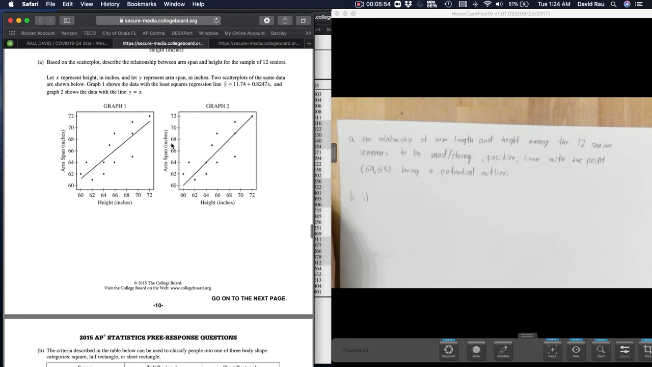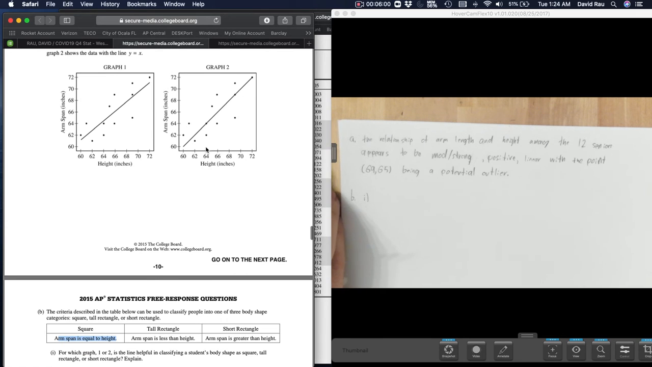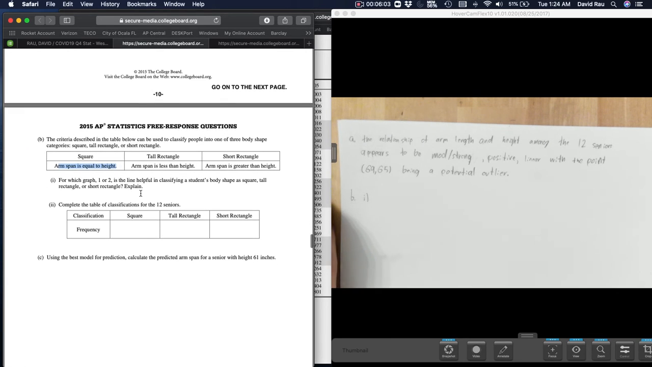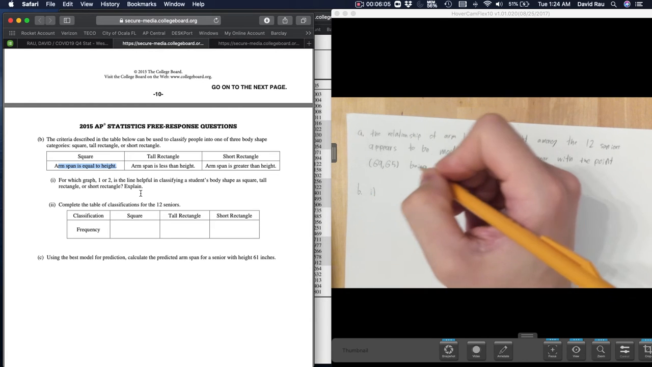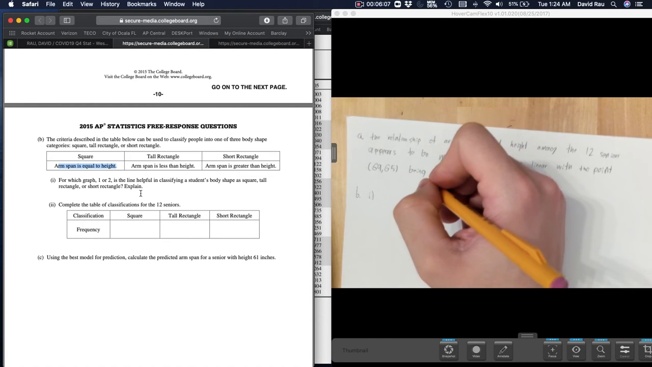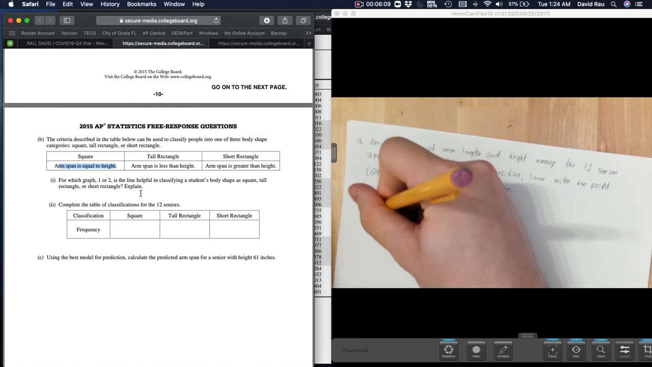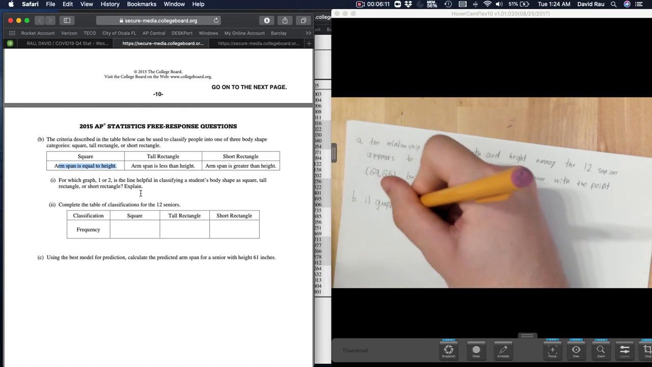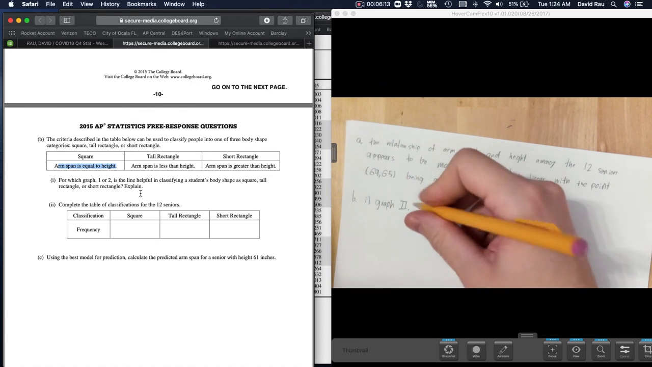If your arm span is greater than your height, then you're going to be resting above this line right here in all cases. So 1 is the answer, and explain. Actually, I guess it's graph 2. Graph 2, and explain.